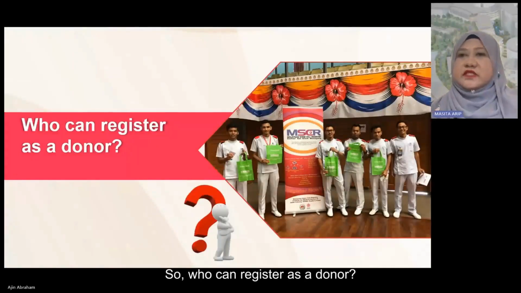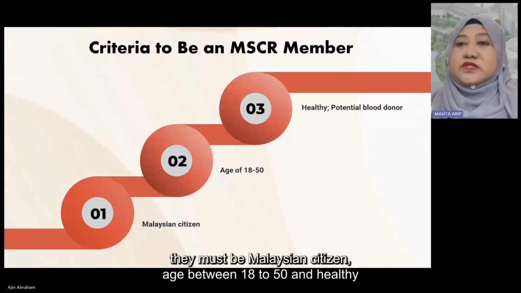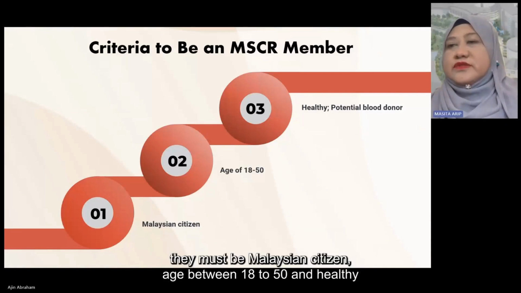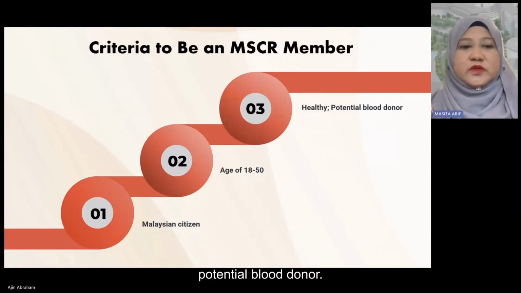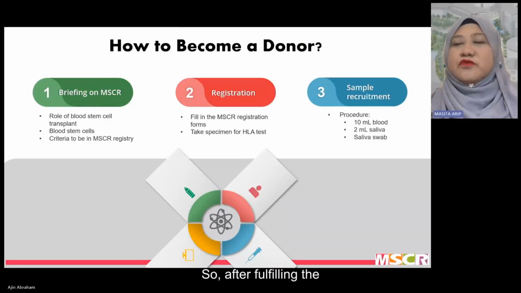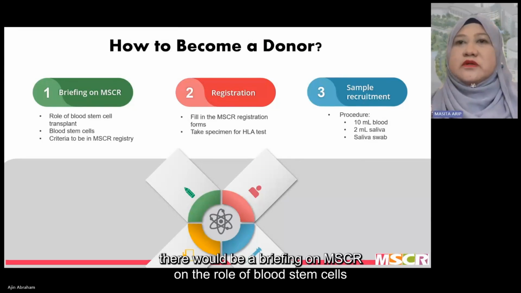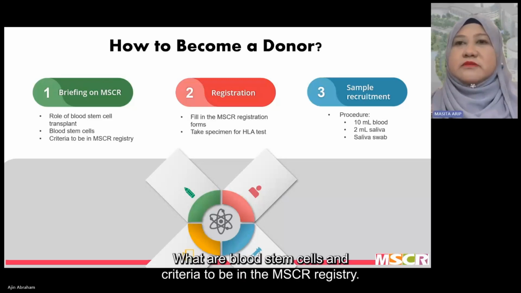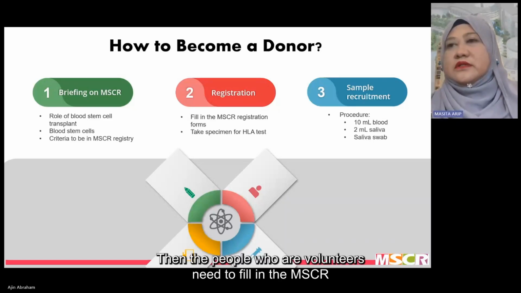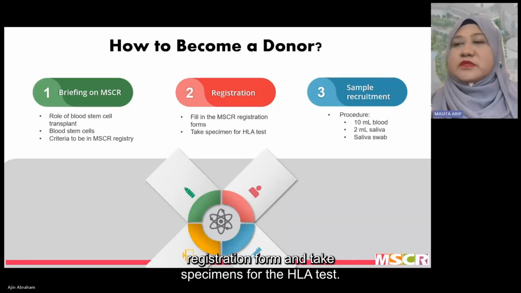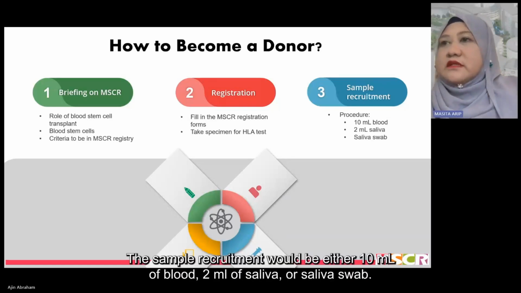So who can register as a donor? First, it must be a Malaysian citizen, aged between 18 and 50, and a healthy potential blood donor. Next, after fulfilling the criteria to become a member, there will be a briefing on MSCR, on the role of blood stem cells, what blood stem cells are, and the criteria to be in the MSCR registry. Then the volunteers will fill in the MSCR registration form and provide a specimen for the HLA test. The sample can be either 10 ml of blood, 2 ml of saliva, or a saliva swab.